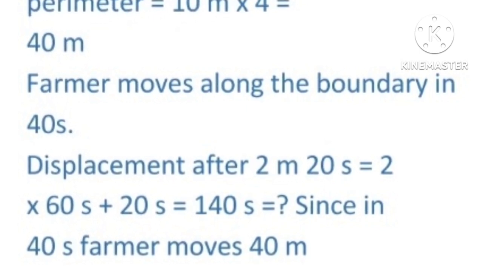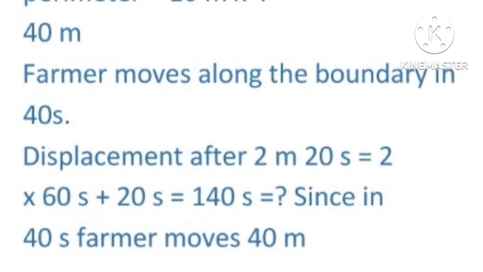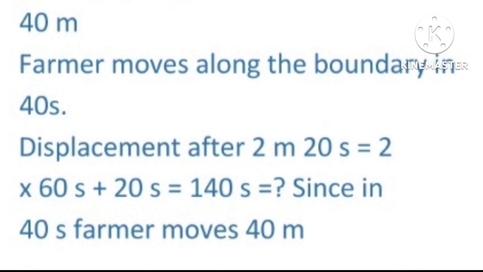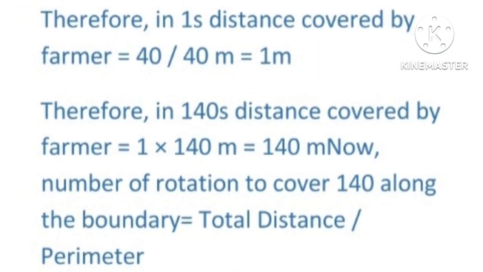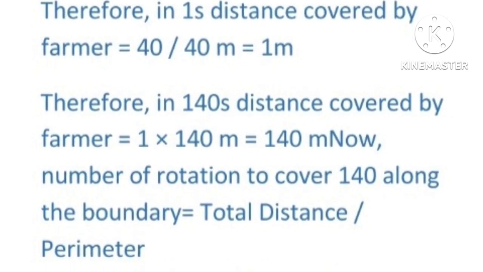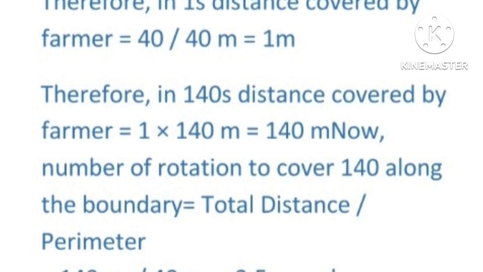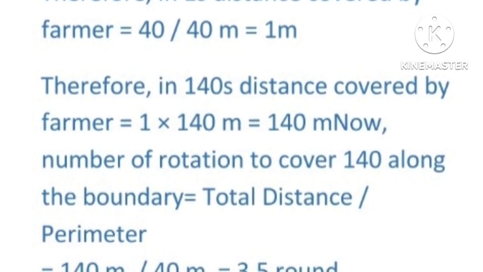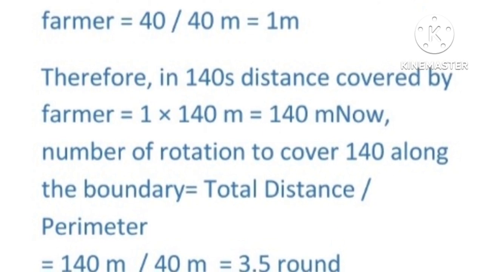So the total will be 120 plus 20, that is equal to 140 seconds. And since in 40 seconds the farmer is moving 40 meters, therefore in 1 second the distance covered by the farmer will be 40 by 40, which is equal to 1 meter. So what about 2 seconds? In 2 seconds it will be 2 meters. So we can calculate that in 140 seconds the distance covered by the farmer will be 140 meters.